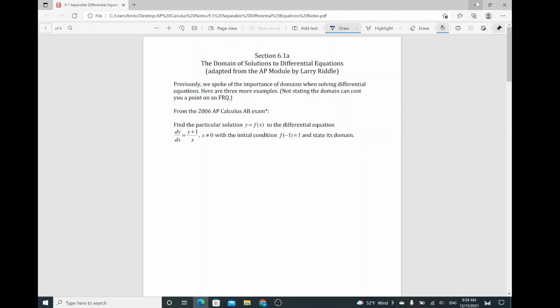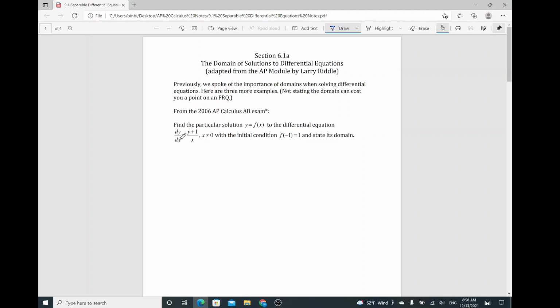I would like to talk about section 9.1 from the Rogawski textbook, integration by separating the variables. Find the particular solution to the differential equation for y equals f of x. This one comes from the 2006 AP Calculus AB exam.